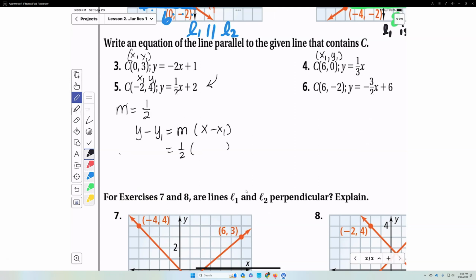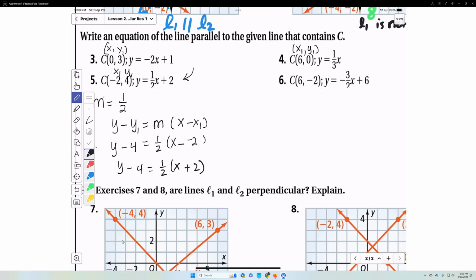So we wanted this line to be parallel, so our slope is 1/2. And we also want this line to contain the point -2, 4. So we have y minus 4, and then we have x minus -2. So you have y minus 4 equals 1/2 (x plus 2). And for this example, I'm going to leave it in point slope form.